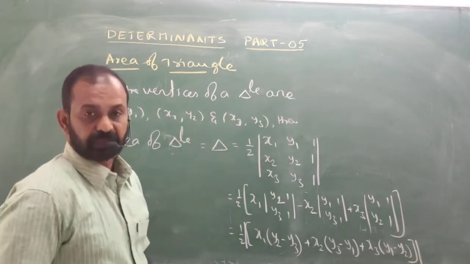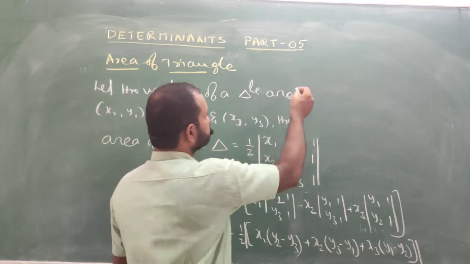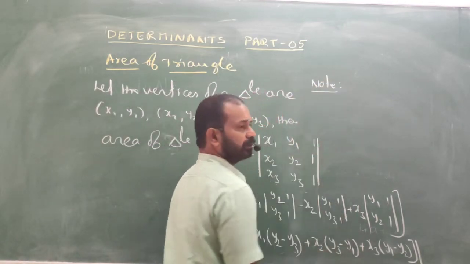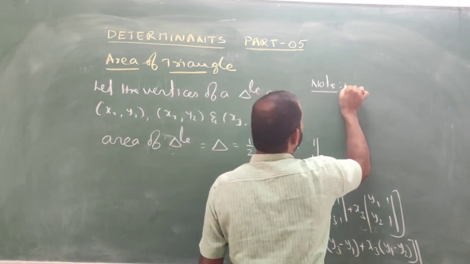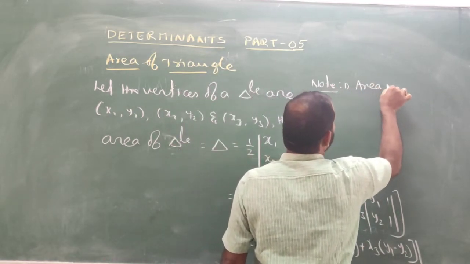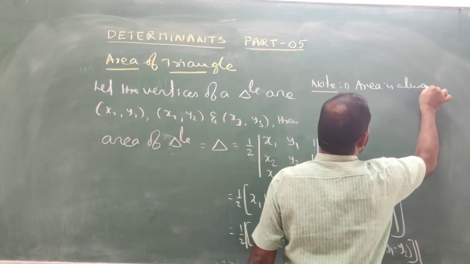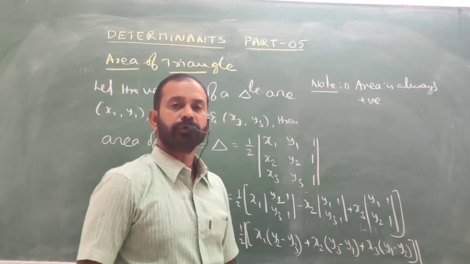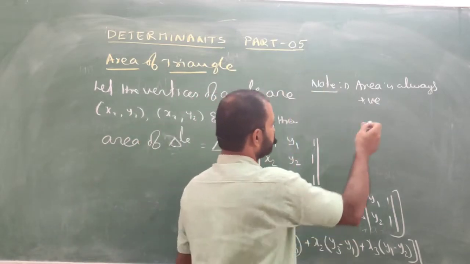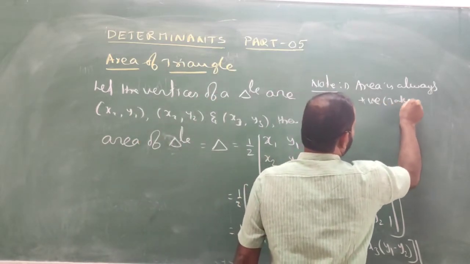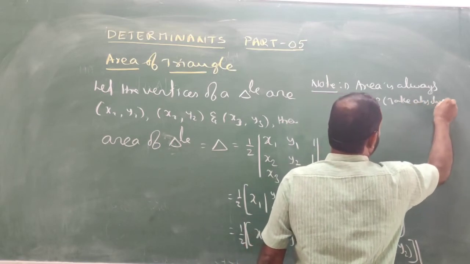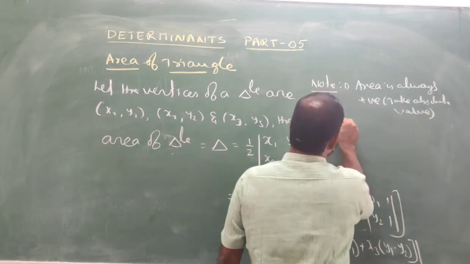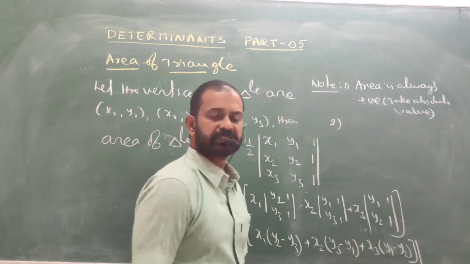Now let me come. So note 1, area is always positive. So you have to take the absolute value. Positive means take absolute value.